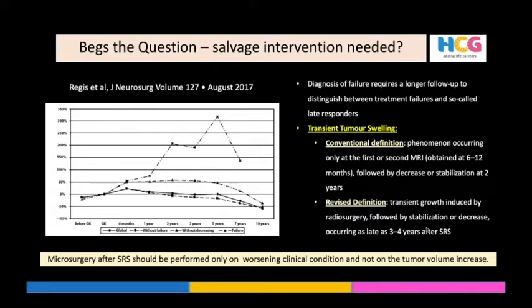So if you look into the transient tumor swelling, the conventional definition is a phenomenon which occurs only at the first or second MRI, which is spaced 1 year apart, and is followed by a decrease. But the revised definition includes a time frame of 3 to 4 years. So any time between 3 to 4 years, if you find an increase in size, that's when you can consider a pseudo progression. Now, I would like to draw your attention that microsurgery after radiosurgery should be performed only for worsening clinical condition and obviously not for tumor volume increase.